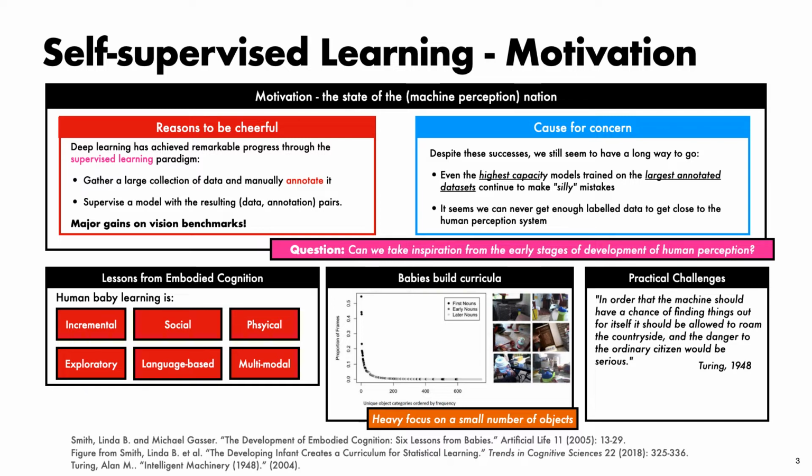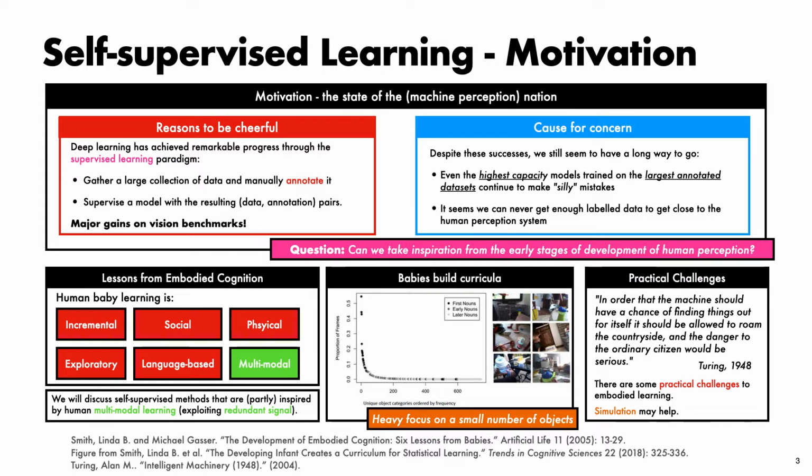The takeaway here is that there is some practical challenge to embodied learning, which is the general term given to an agent possessing a body that learns to interact with its environment. It's possible that recent developments in simulation may help us here, but we're still some way away from creating the world in sufficient fidelity to have fully addressed this problem. For that reason, we will talk about a family of methods that tries to make progress principally on perhaps the safest of the human learning characteristics, multimodal learning. In particular, we will discuss self-supervised methods that are partly inspired by human multimodal learning in the sense of exploiting redundant signal.